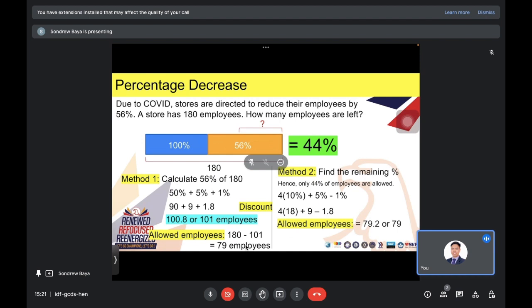See, it's the same. If you wanted to know how many employees should be reduced or removed, then we have to subtract 79 from 180. Thus, we will get 101 employees. So it means that to abide by this, the store has to remove 101 of its employees. So the allowed number of employees is only 79. And that is what percentage increase and decrease is.